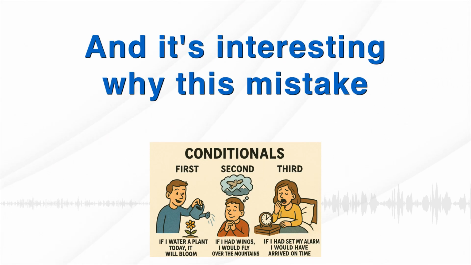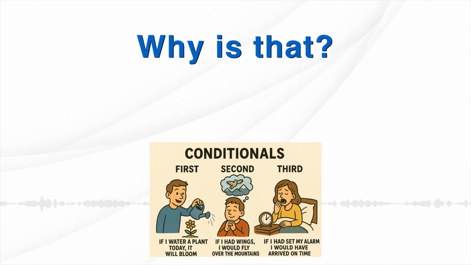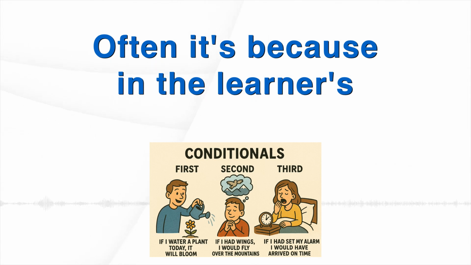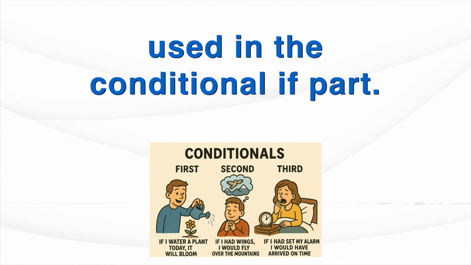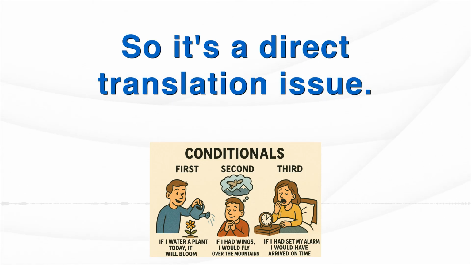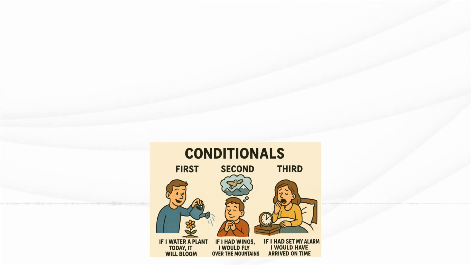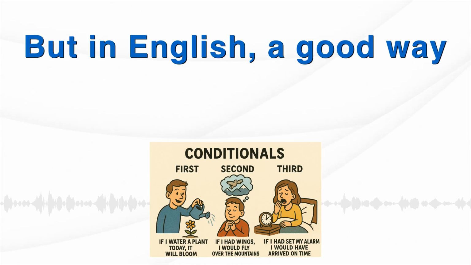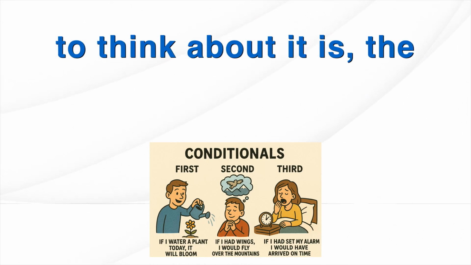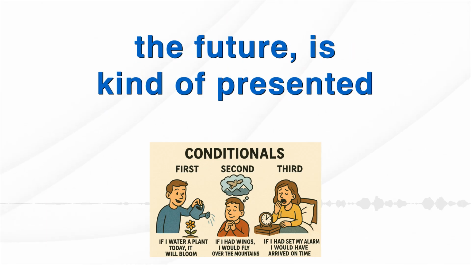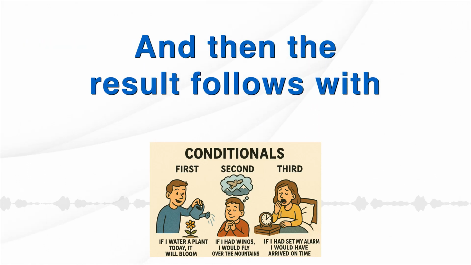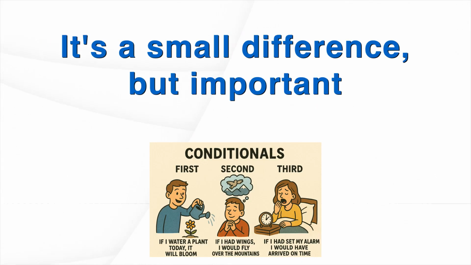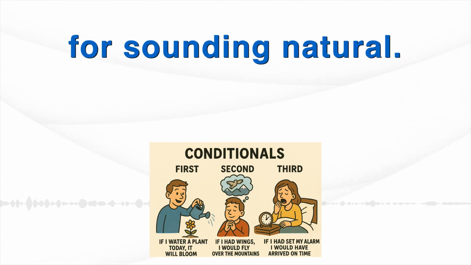Exactly. And it's interesting why this mistake happens. Why is that? Often it's because in the learner's first language, a future tense is used in the conditional if part. So it's a direct translation issue. Language interference. Precisely. But in English, a good way to think about it is, the condition, even if it refers to the future, is presented as a simple possibility now. And then the result follows with will. It's a small difference, but important for sounding natural.